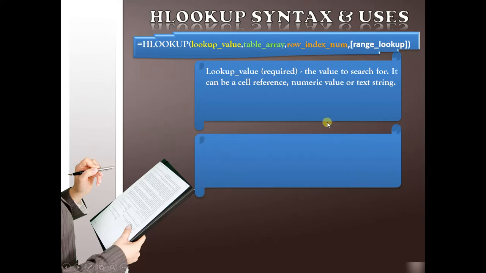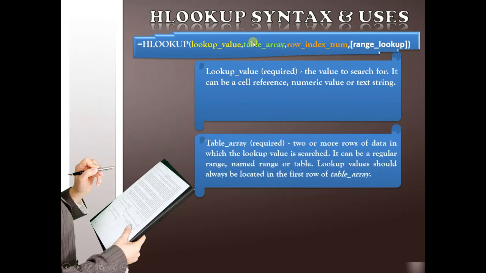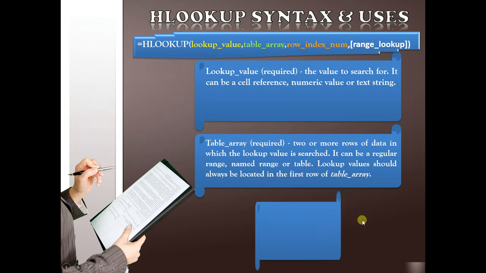Now the next point is the table array. Table array is required, and it is two or more rows of data in which the lookup value is searched, that is, from where it will search. It can be a regular range, named range, or table. Lookup values should always be located in the first row of the table array. This is very important.